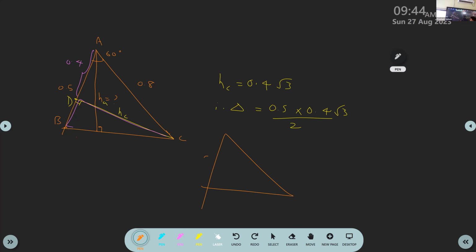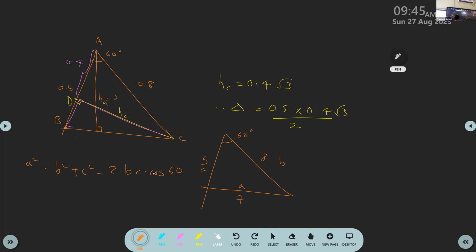5, 8, and 7. Because when this angle is 60 degrees, what does cosine rule say? If I call the sides A, B, and C, what is the cosine rule for the side A? A square will be equal to b square plus c square minus 2bc cos 60. And how much is cos 60?